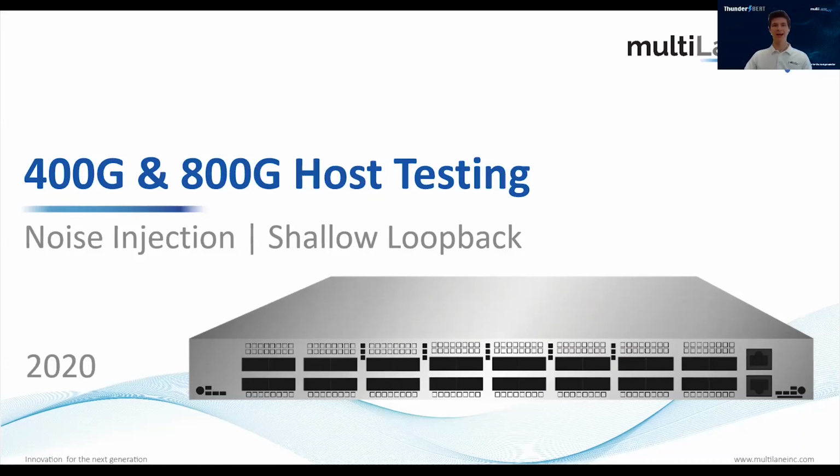The Multilane EN BERT family's unique shallow loopback and noise injection feature enables you to take an input signal to the BERT, inject noise onto that signal, and output it for analysis and measurement. This analysis can be done on a network host, an eval board, or anything else that you can connect the BERT to. Today, we're going to use the shallow loopback and noise injection features to test the crosstalk interference response of a switch. So let me go over the setup that we're going to use.